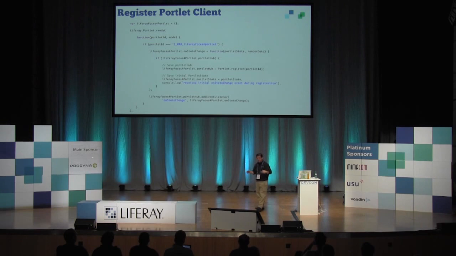Okay, Liferay is going to call this function when my portlet is ready, and then you can see I'm going to save what I call the Portlet Hub. So I call portlet.register, and I pass in my portlet ID, and I need to save that off. That's my Portlet Hub. And then I also need to save the initial state of my portlet. That's going to give me my public render parameters, my private render parameters, my portlet mode, and so on. And then I'm going to add an event listener. It's basically a callback when my state has changed.